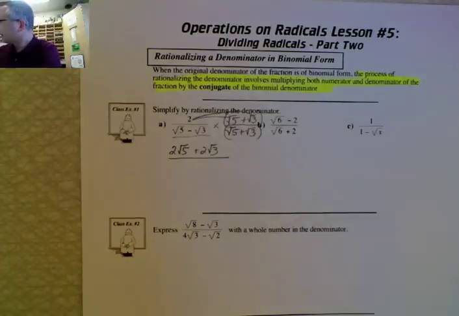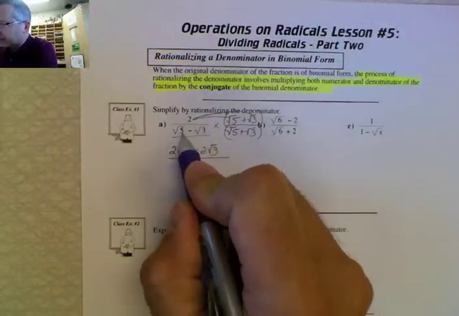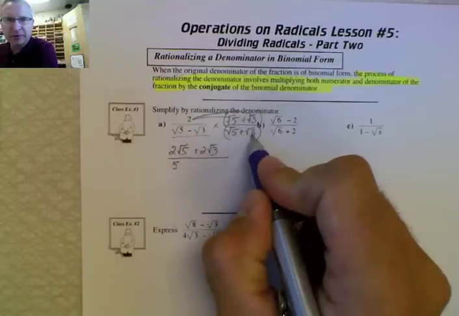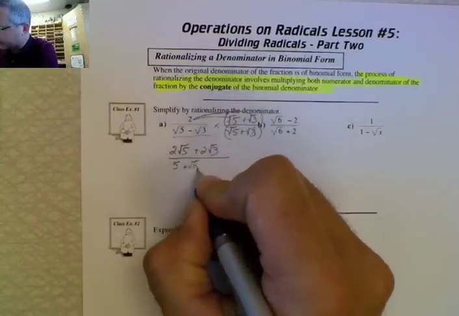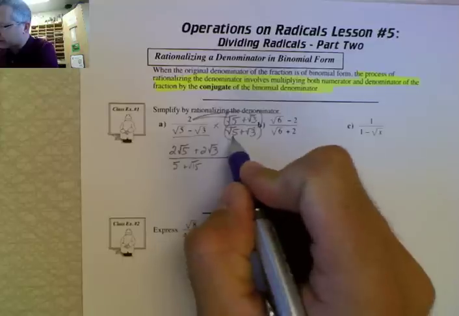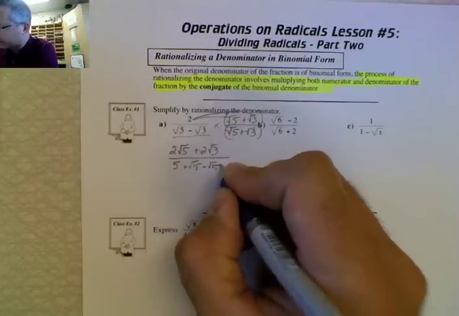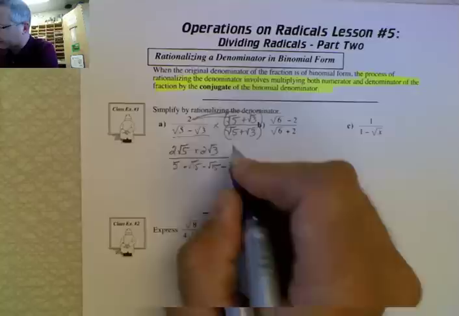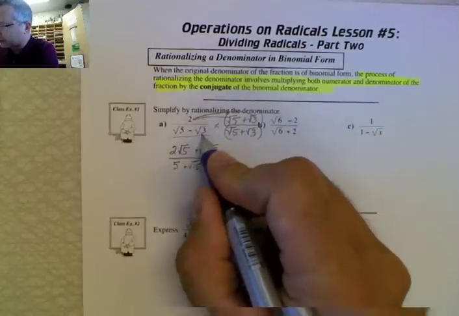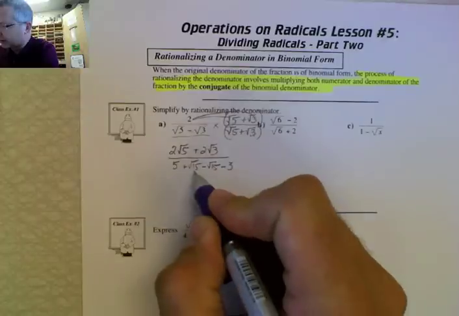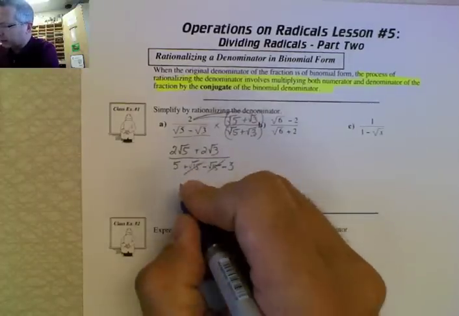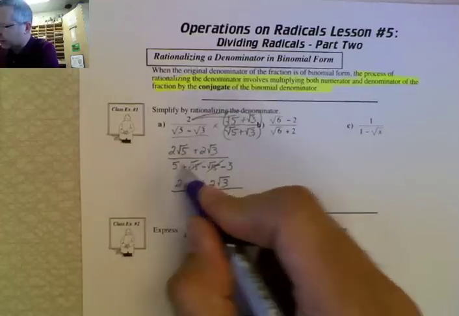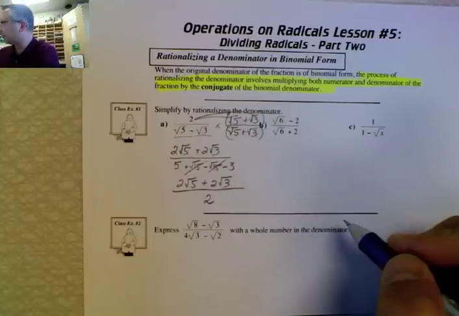Now, if we expand this, root 5 times root 5 is just 5. Root 5 times root 3 is going to be positive root 15. Negative root 3 times root 5 is negative root 15. And negative root 3 times positive root 3 is negative 3. Remember, a negative times a positive, and a root 3 times a root 3 is just 3. Now our middle terms cancel out, and we end up with 2 root 5 plus 2 root 3 all over 5 minus 3, which is 2.